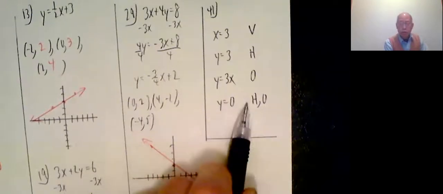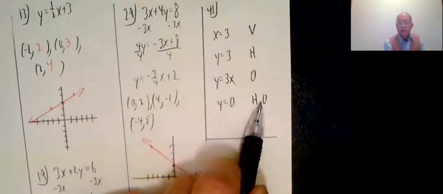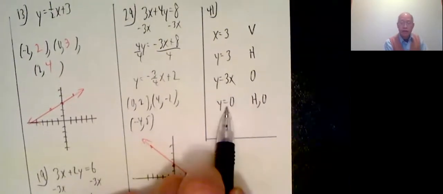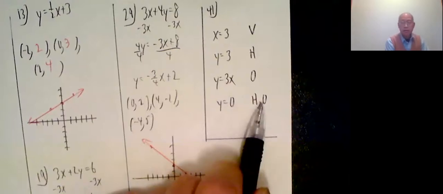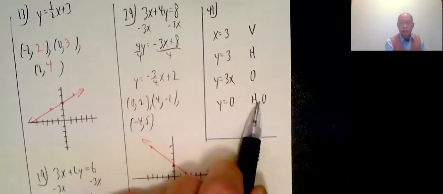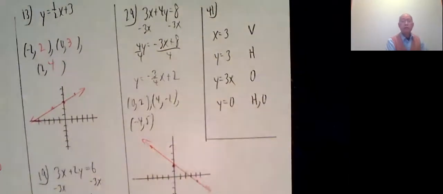y equals 0 is horizontal for the same reason as this, and it also goes through the origin. Since y equals 0, x can be anything, that means it can also be 0, 0. So y equals 0, horizontal, and goes through the origin.